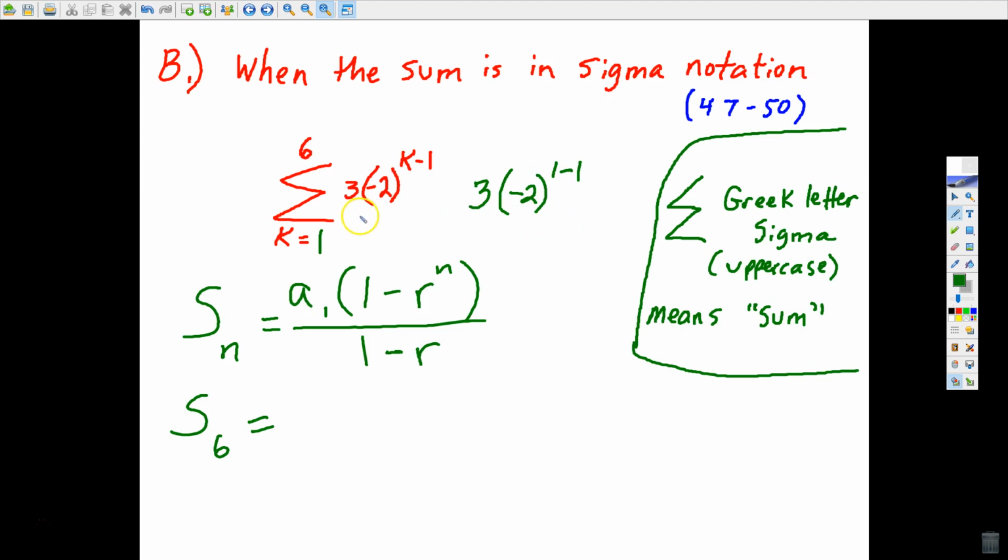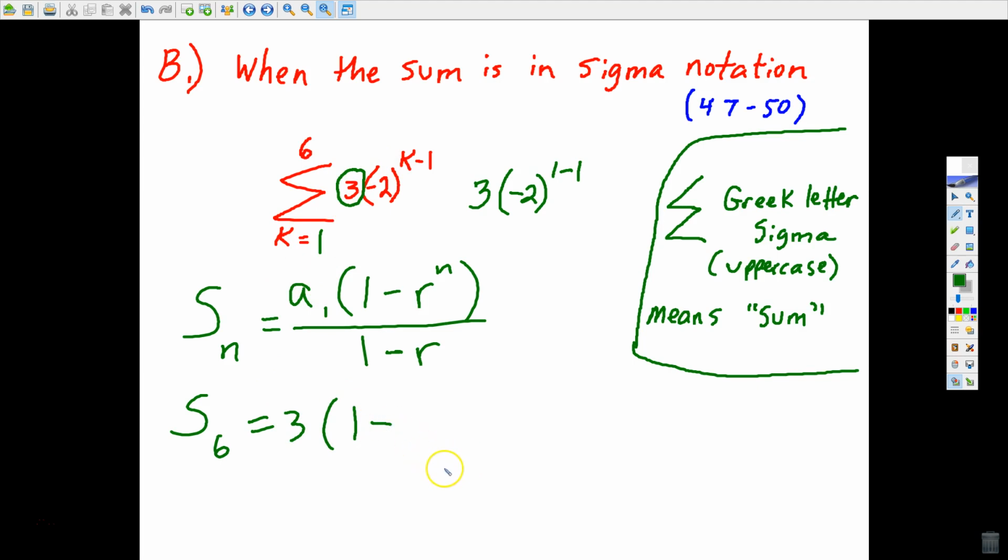Another way of looking at this, non-mathematically, is the first term will always be whatever this number is that in the past we've identified as the a number. And you can tell how that works out. Negative 2 to the 0 is 1. 3 times 1 is 3. Okay, so a sub 1 stands for the first term, and for this, that's going to be 3.